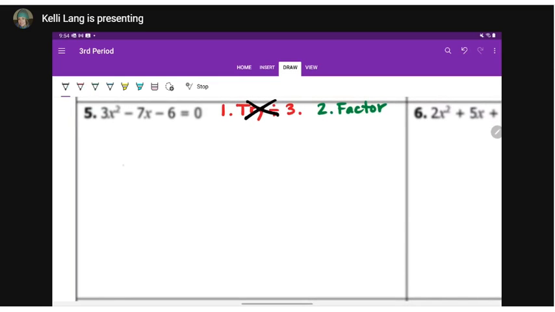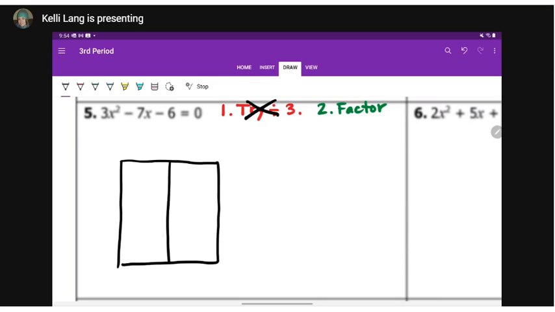So we draw a grid, our 2x2 generic rectangle, and inside our generic rectangle, we fill the top left box in with a 3x squared. And we fill the bottom right box in with a -6. So now it's time to start thinking about what our factors need to be.